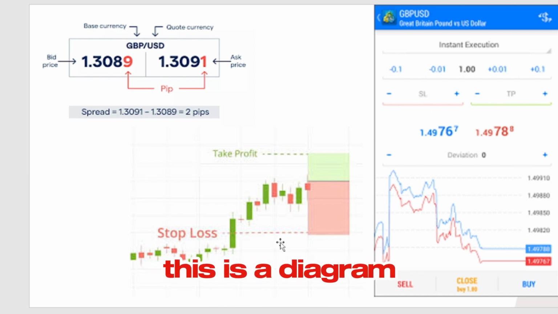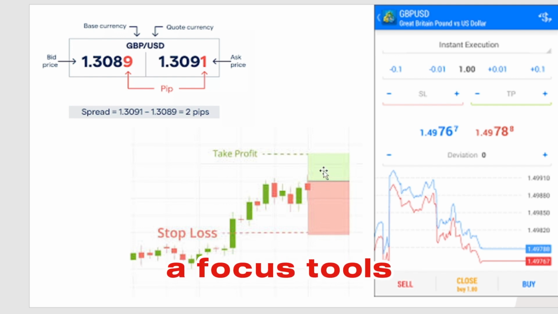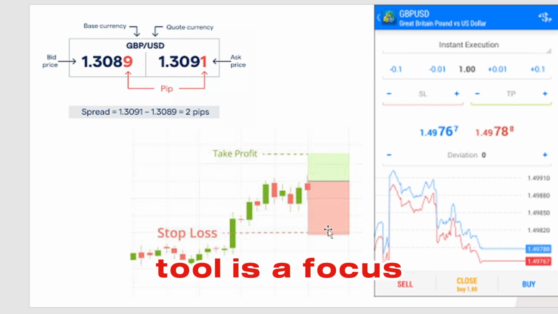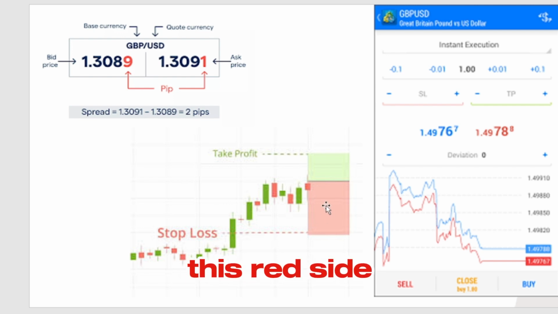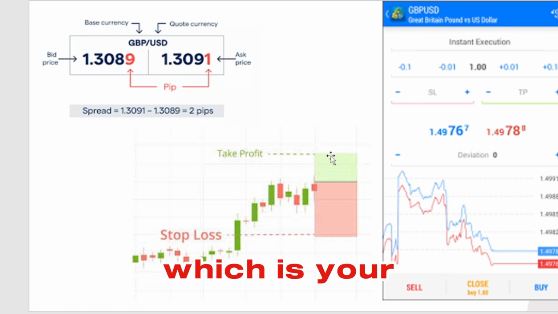So stop loss, this is a diagram from TradingView. This is a focus tool, if you want to buy the market. This red side is called your stop loss, and this green side is called your take profit. On TradingView, you're going to see some numbers written at the top, which is your take profit.